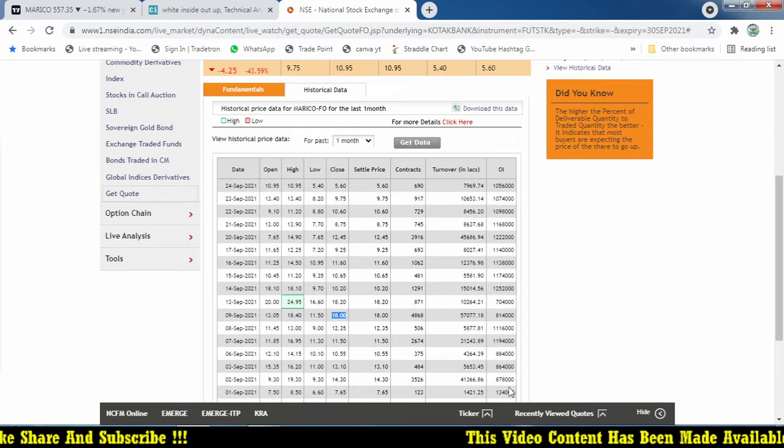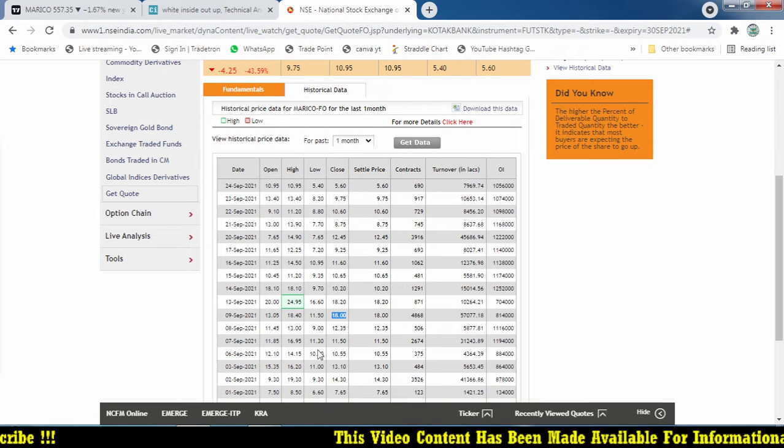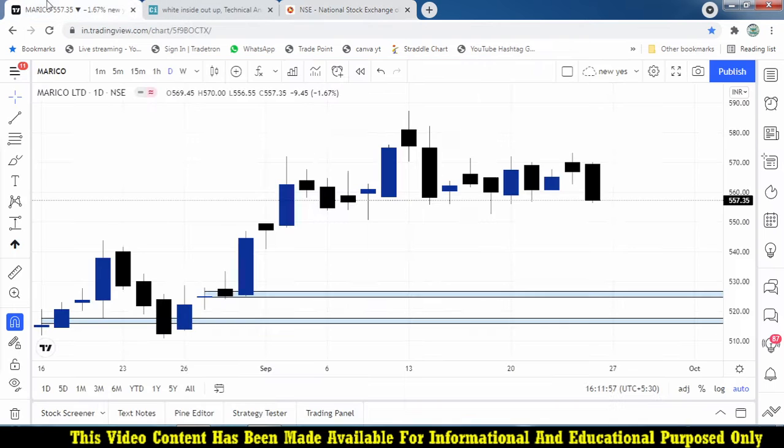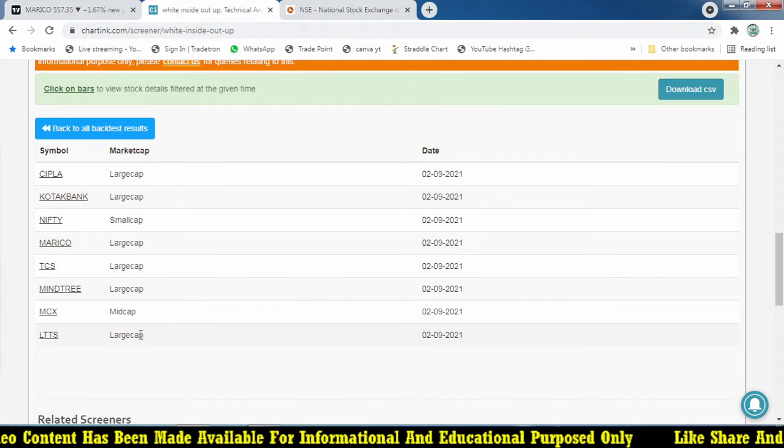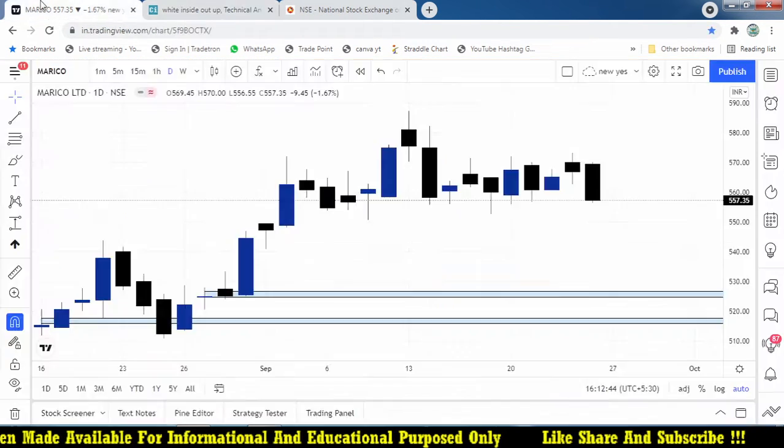But we are expecting a higher profit. We are expecting the higher loss. We are expecting small profit. We are expecting small loss. That is the point. And after that, TCS, Mindtree, MCX, LTTS.